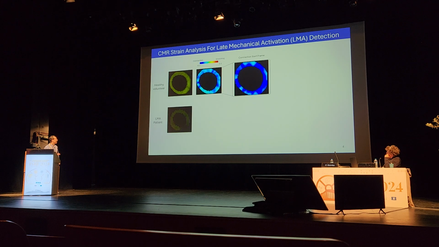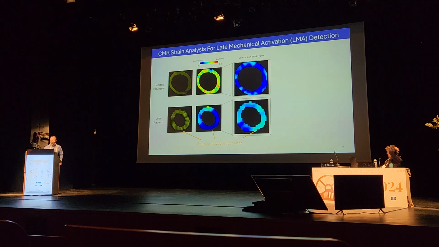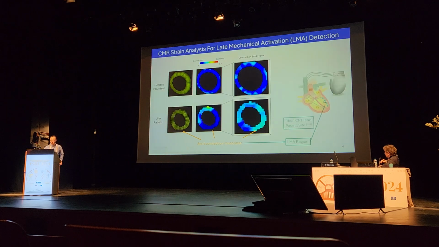But if you look at the motion video of a patient with LMA, you would observe that the lower right part starts contraction much later than other regions. And again, looking at the strain, we can see the lower right part has a much lighter blue or greenish color, which indicates it's the LMA region. One example application of why we care about LMA is that it has proven to be the ideal CRT lead pacing site. In other words, if we place the CRT, cardiac resynchronization therapy, electronic lead in the LMA region, it can greatly improve the response rate.